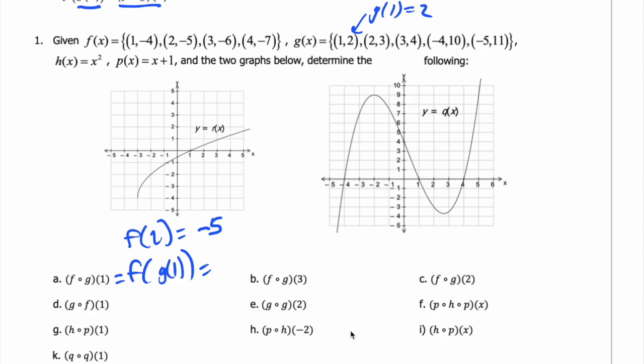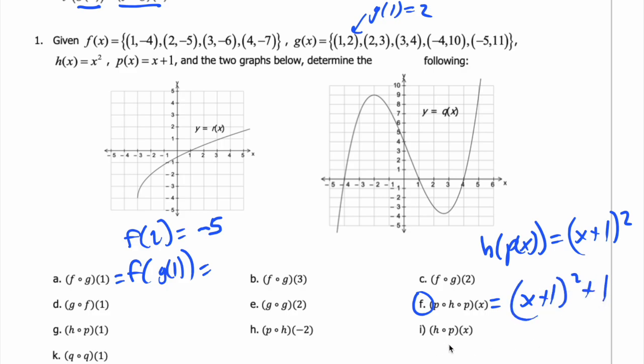Let's look at an interesting one, I suppose. These are in terms of x over here, so let's do these. We put p into h and then into p again. So h of p of x equals, so p of x is this function x plus 1, we put it into here, we have x plus 1 squared. Then we put that back into p, so it's just x plus 1 squared plus 1. So those are kind of backwards.